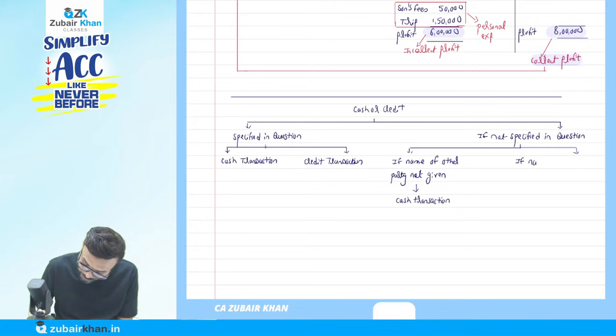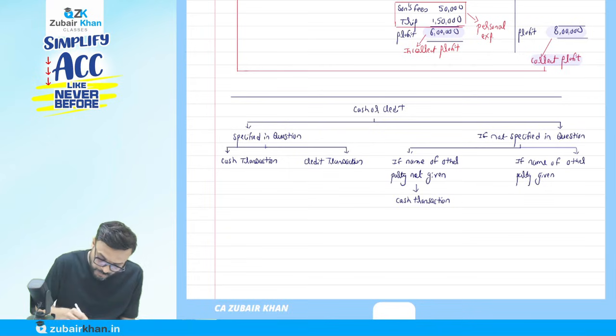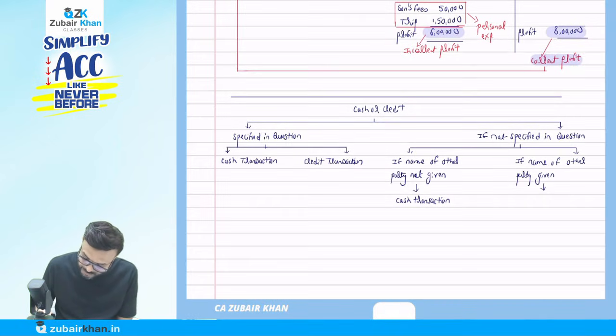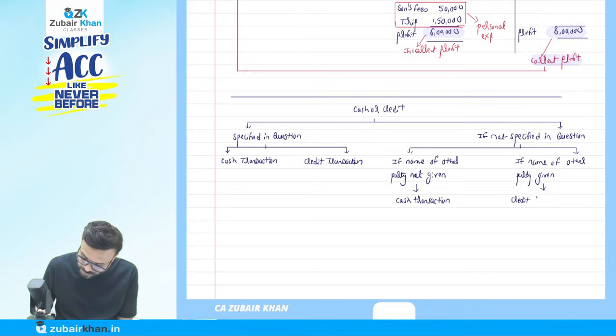Write down, then I will explain to you. If the name of the other party is given, we are going to call it a credit transaction. We are going to call it the credit transaction.